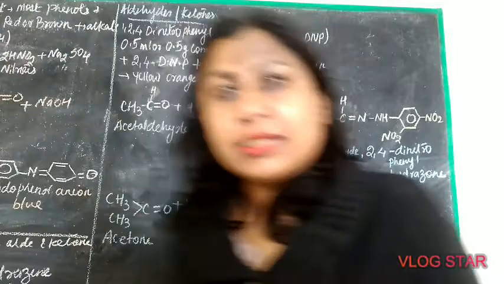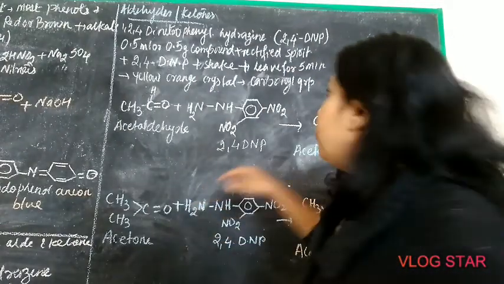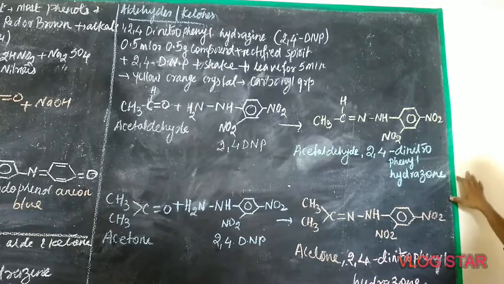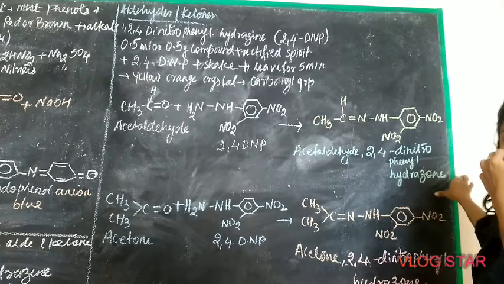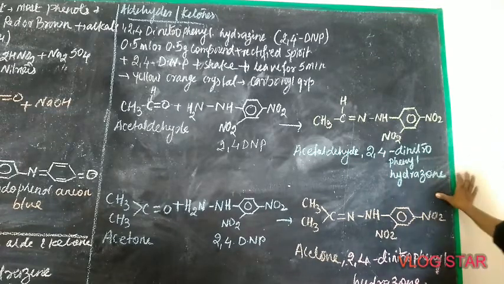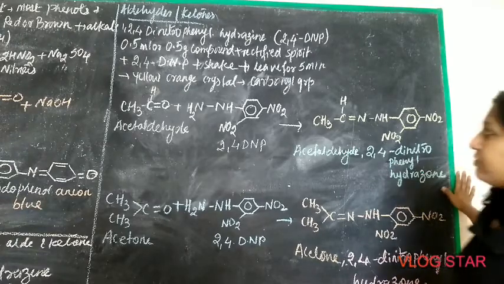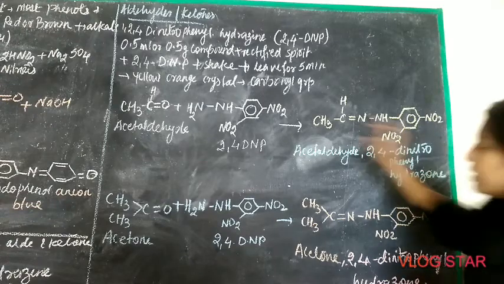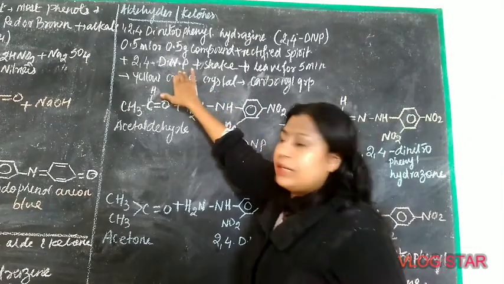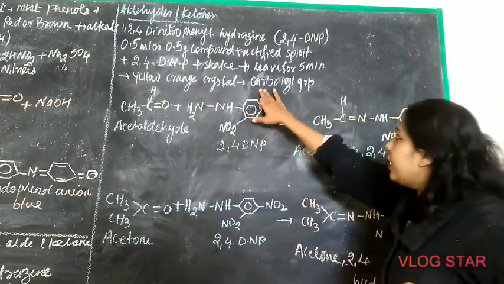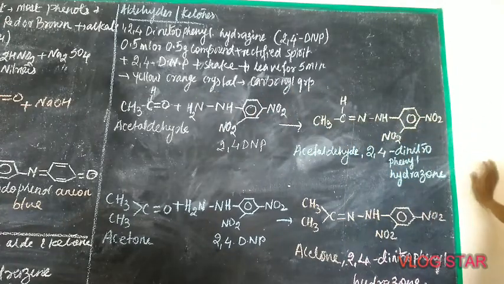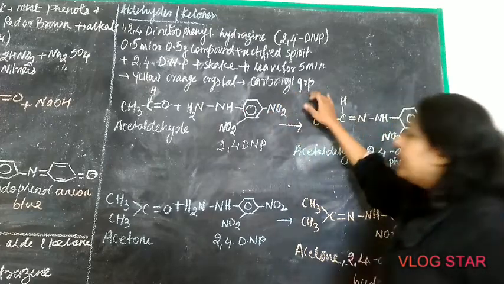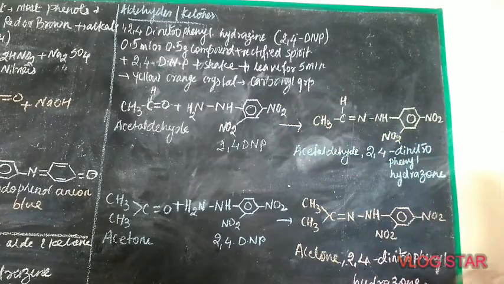The first test is the 2,4-dinitrophenylhydrazine or 2,4-DNP test. This is for aldehydes and ketones. Take 0.5 ml or 0.5 gram of compound plus rectified spirit plus 2,4-DNP. Shake it and leave it for 4 to 5 minutes. If you get yellow-orange crystals, that means a carbonyl group is present.